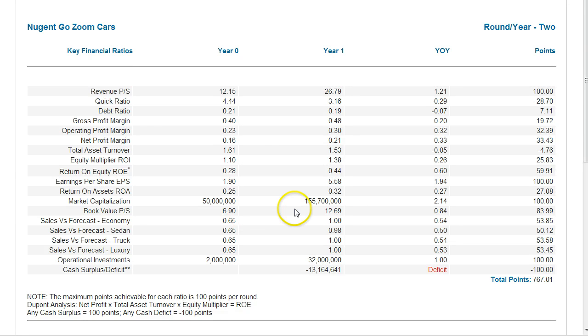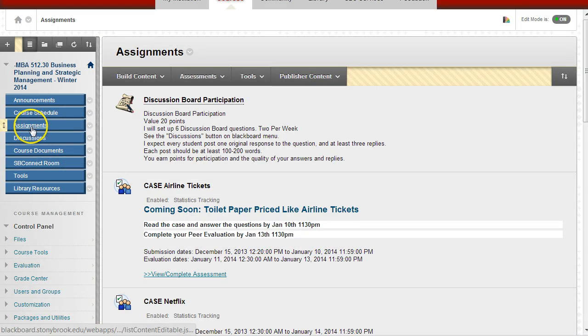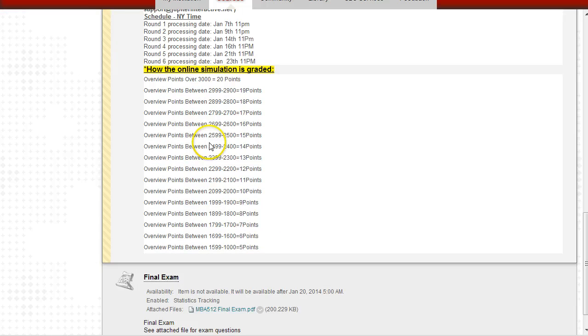Okay, so this is how I did on the simulation, 700 points. So the question is, let's look under assignments, and there's a scale here of how my points translate to a grade. By the end of the simulation, I want to have over 3,000 points to get an A plus. Now, that's not a very easy thing to do, but I'm hoping to do as best as possible in points. So just keep in mind this point scale is rather challenging.